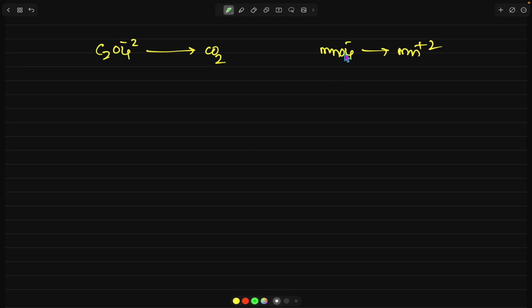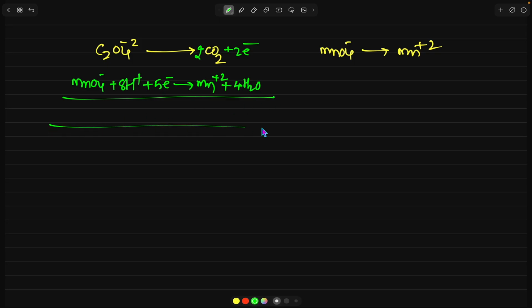Right. So how do we balance this one? We have already balanced it, right? So this one you need 2 moles of carbons, oxygens are 4, here you need 2 electrons. So the balanced one is MnO4 minus plus 8H plus plus 5 electrons gives us Mn plus 2 plus 4 moles of H2O. So we need to balance this reaction and we will get the final reaction. Right? Oxalate ion is oxidized to this much.